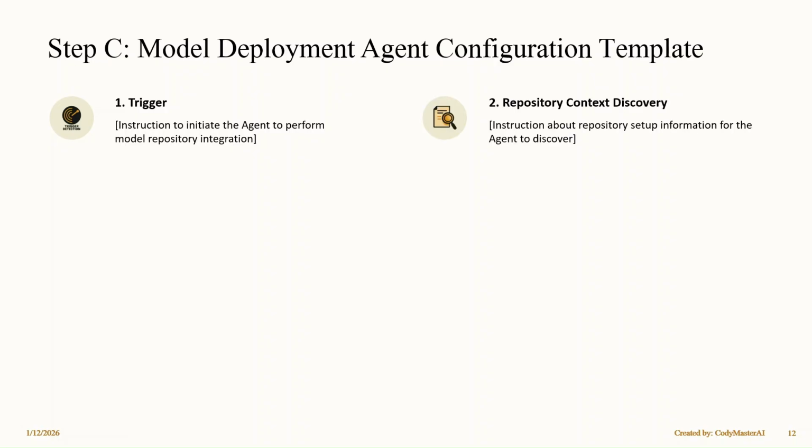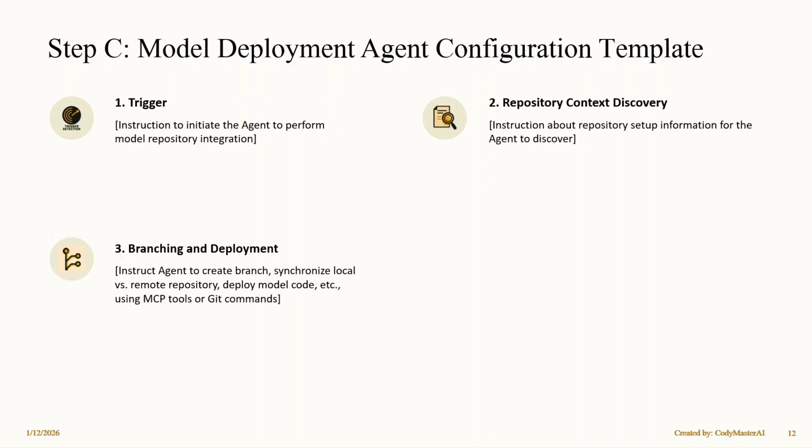Step C, agent's configuration template covers the following points. First, the same trigger mechanism to execute this step. Second, instruction on how to identify the repository setup. Third, handle branch creation and deployment of model artifacts. Fourth, identify what model artifacts are subject to repository deployment.